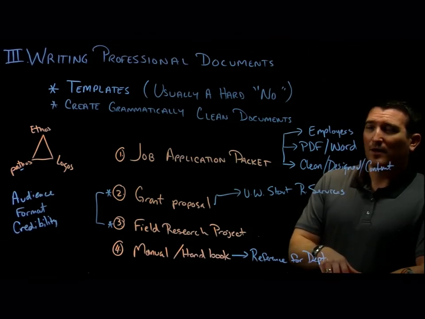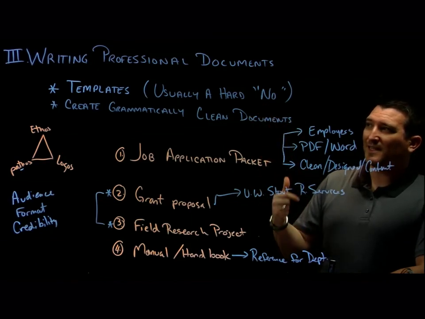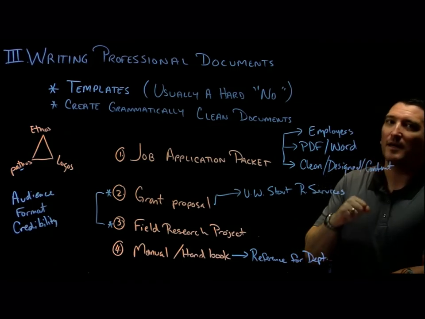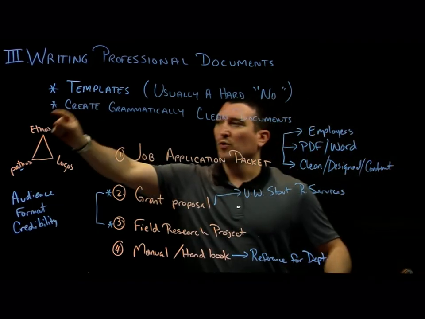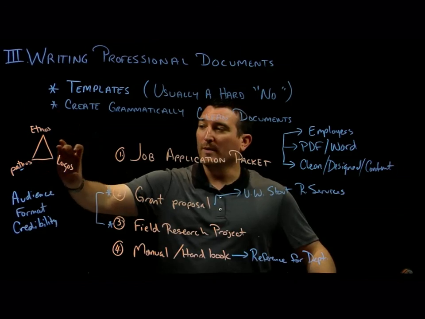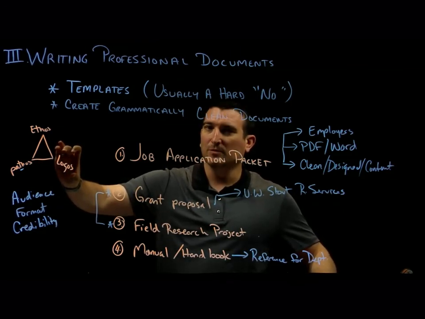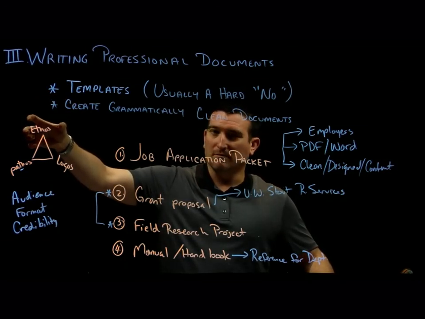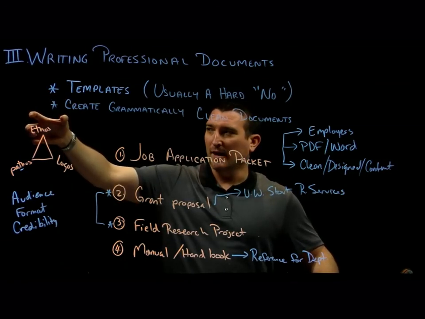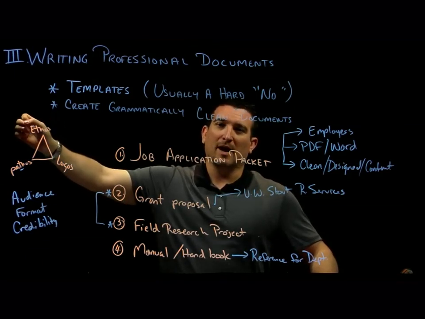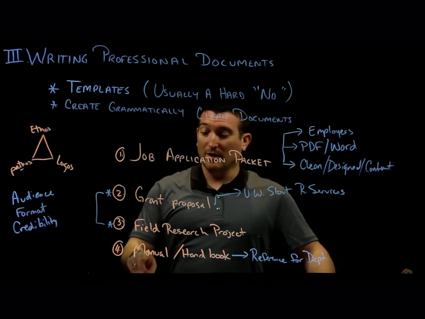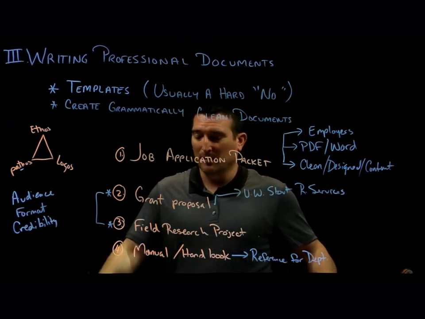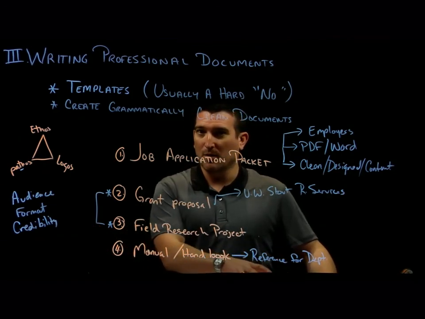Does that make sense? So, writing professional documents in this class, no templates. Make sure they're grammatically clean. And constantly think about that rhetorical context. Who am I talking to? Pathos. What am I creating for them that's going to be the most accessible and most functional and most effective? And then what can I do to make myself credible, to make the organization I'm writing on behalf of credible, right? Do I use the identity standards if I'm creating a manual or a handbook or a reference guide for a department on campus?